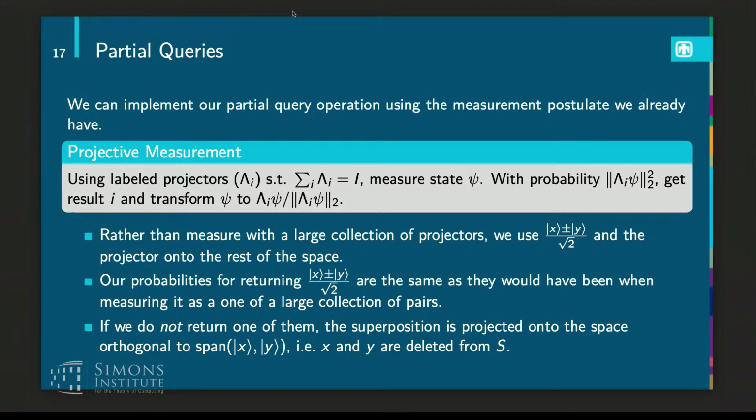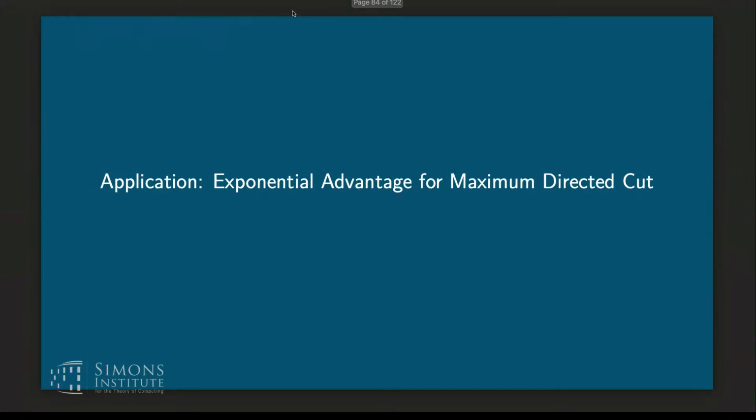And that's the last kind of quantum primitive that I'm going to mention in this talk. So I guess I'll stop and ask if there are any questions about that before I move on to our last streaming application.